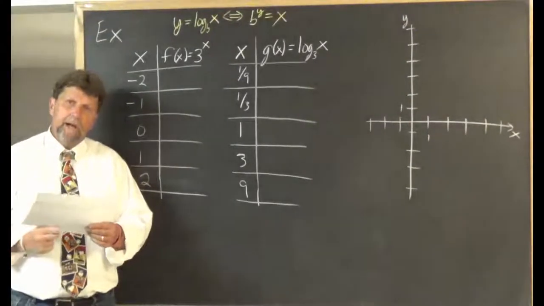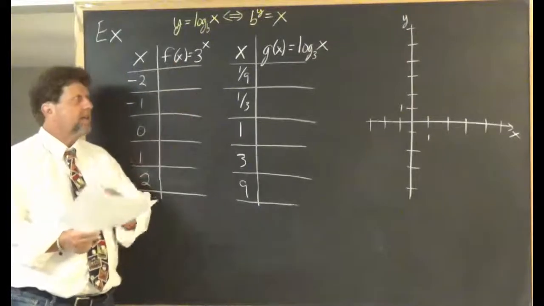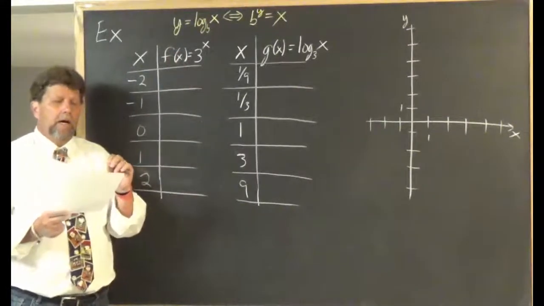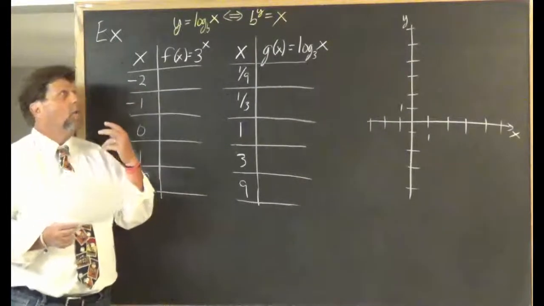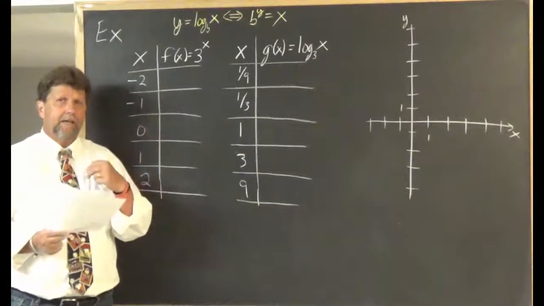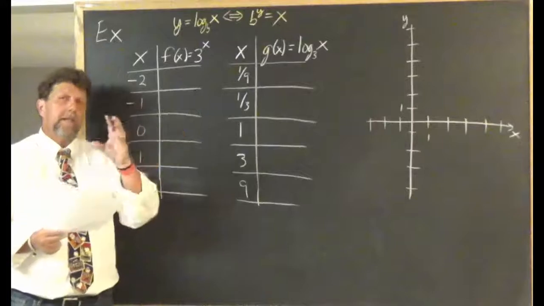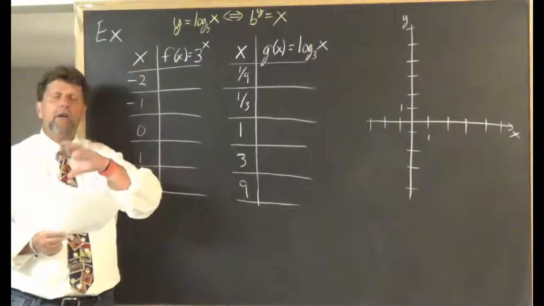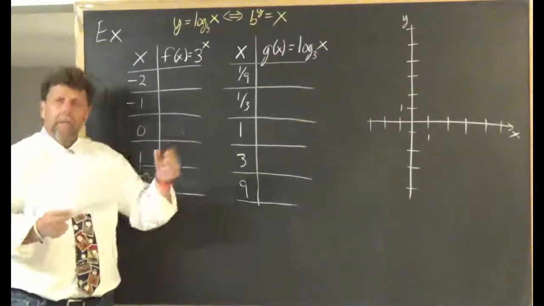All right, folks, in this example, we're asked to fill in the table and then sketch a graph of each function. We have the function 3 to the x, and the other function is log base 3 of x. I wrote up here in yellow a definition of a logarithm that you might have seen in a prior algebra class. y equals log base b of x if and only if b to the y is equal to x. That definition of logarithm shows us that logarithms and exponentials are the same. If you know an exponential equation, you could write an equivalent logarithmic equation, and vice versa. So, let's continue here.